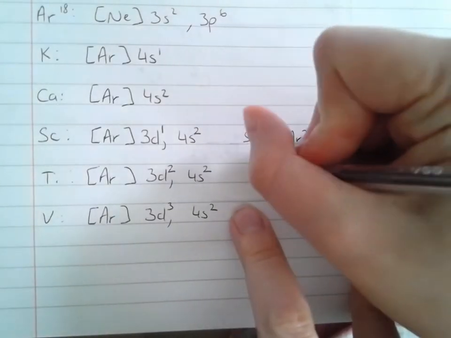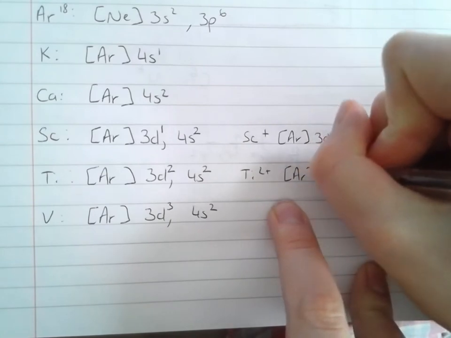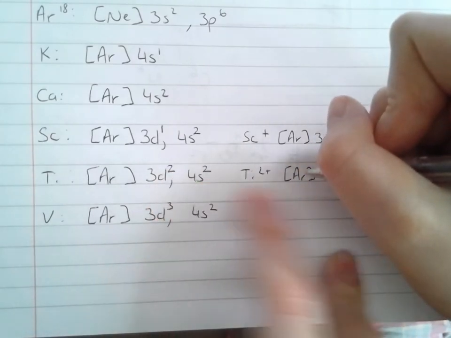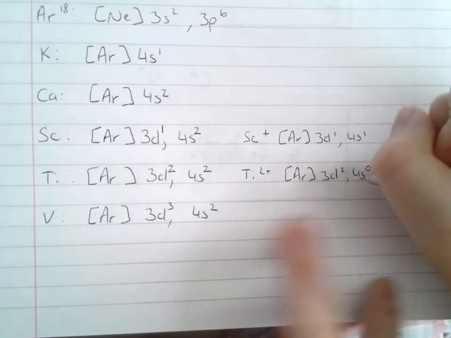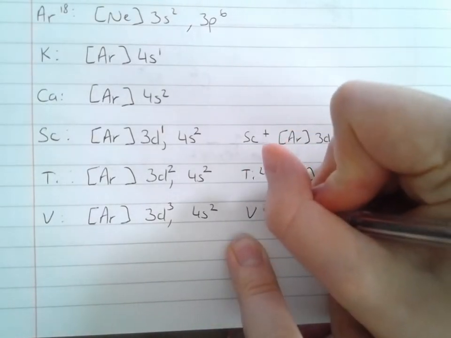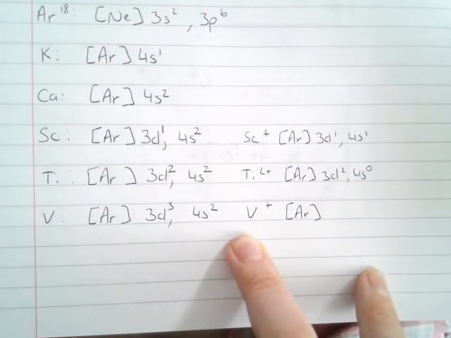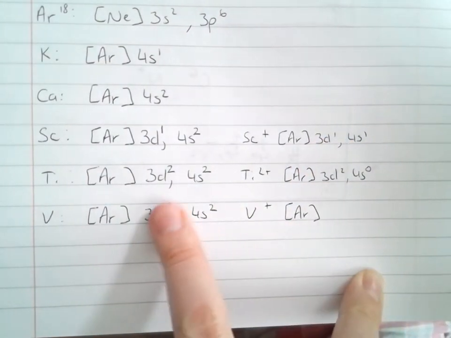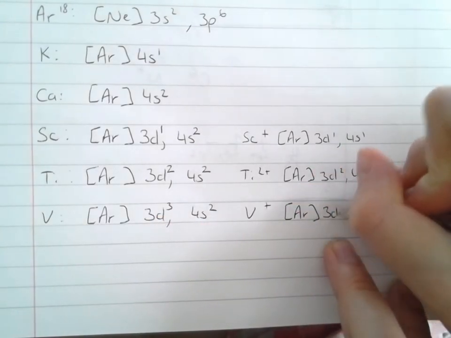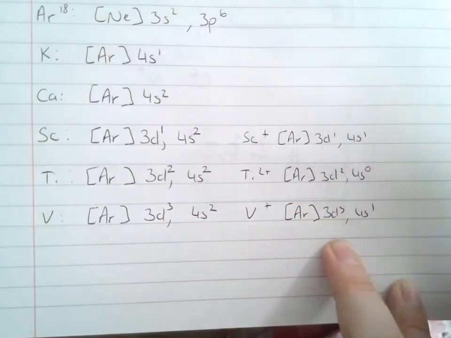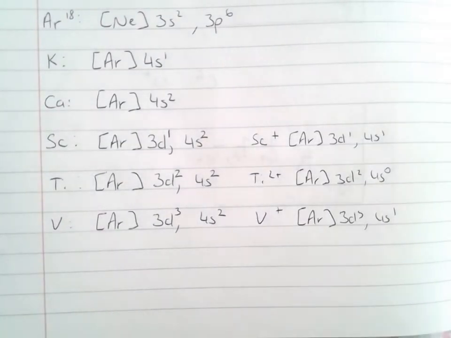If I was doing titanium 2+, the 3d fills last, but the 4s will empty first, and you will get 3d2 and 4s0. If I was doing vanadium, I'm going to do a +1. Remember, there's lots of different ions that these transition elements can form. 3d fills last, but the 4s will empty first, and you'll have 3d3, 4s1. Okay, so a little bit confusing potentially.